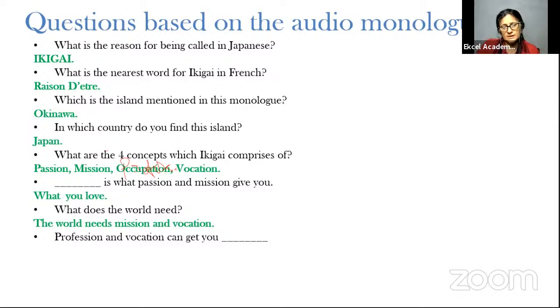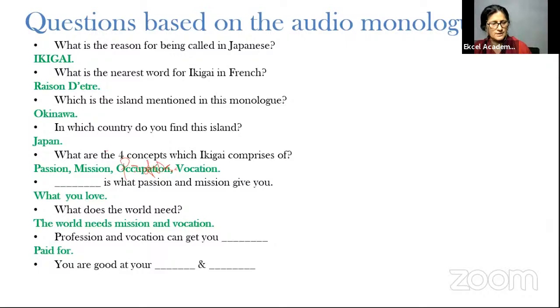What can profession and vocation get you? It can get you paid for. All of us work so that we get paid. So if your vocation and profession match, you'll be paid for. You're good at your profession and passion. And you're very lucky if your passion becomes your profession.